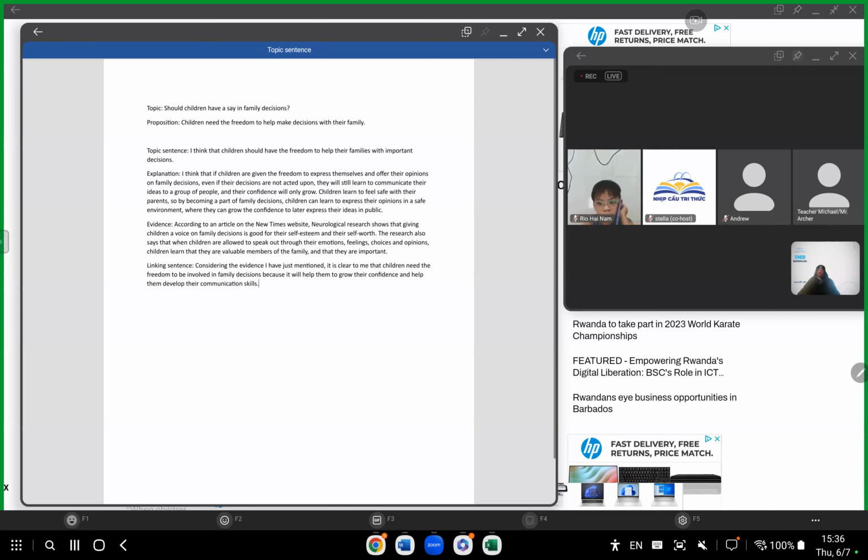So we see there the process of how we develop a good TEAL paragraph. And so I've shown you that now. So your homework for next week, I'm going to put it in the Zalo group. And it's basically just going to be write a TEAL paragraph, do some research.